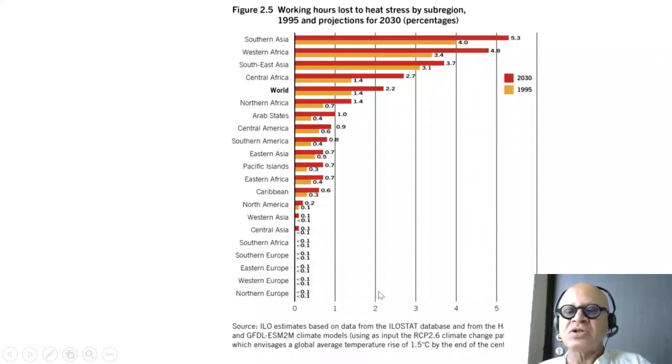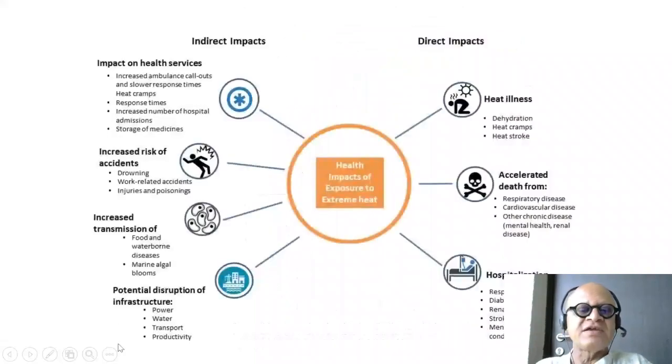And the projection assumes a temperature rise of a global average of 1.5 degrees centigrade. If you change that to 2 degrees, it's going to increase much more. Okay, so that just confirms what we said here, that there is productivity loss because of heat waves.